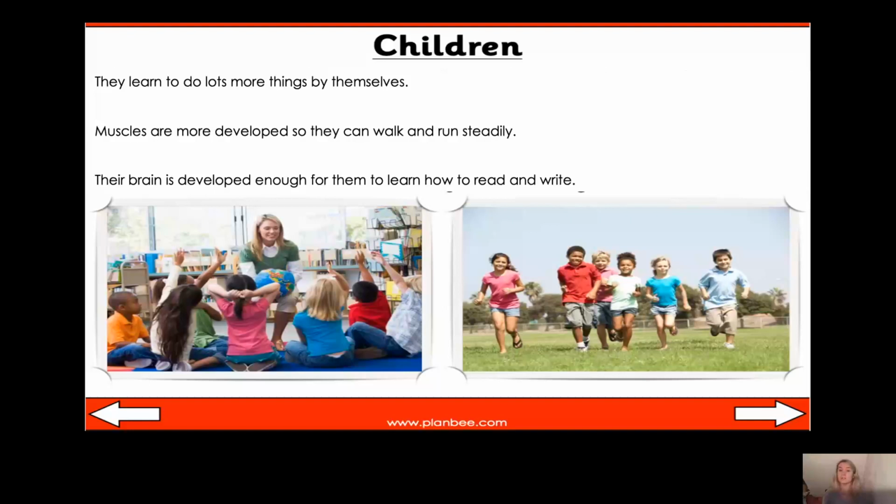Okay, so we have learnt about babies 0 to 1 year, toddlers 1 to 3 years, and children. Can you remember the age of children? Yes, 3 to 12 years old.